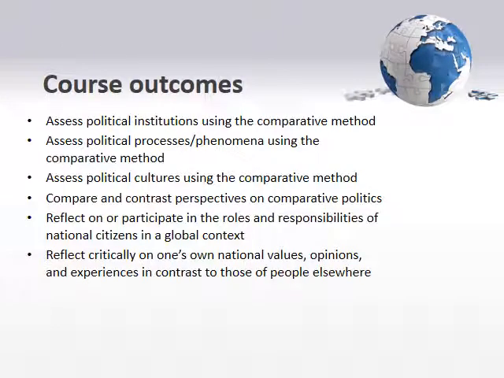Let's take a look at the learning outcomes for this entire course. You'll need to be able to demonstrate the following to successfully complete Introduction to Political Science, and that includes the following. The ability to assess political institutions using the comparative method, assess political processes and phenomena using the comparative method, assess political cultures using the comparative method, compare and contrast perspectives on comparative politics, reflect on or participate in the roles and responsibilities of national citizens in a global context, and reflect critically on one's own national values, opinions, and experiences in contrast to those of people elsewhere.